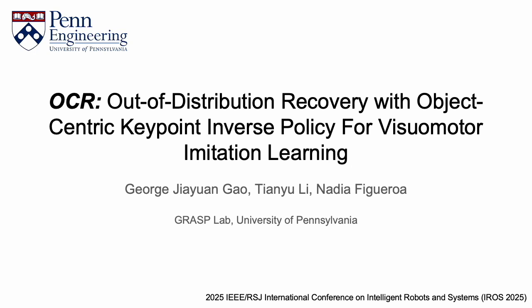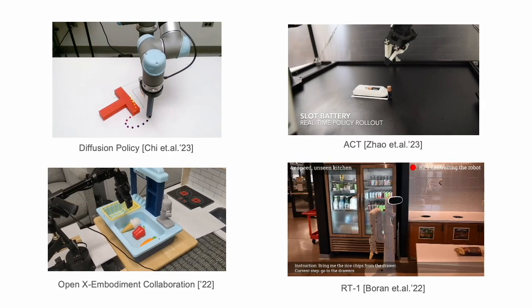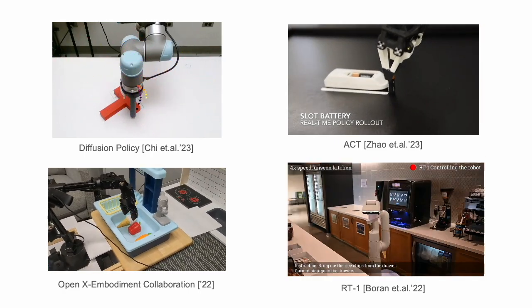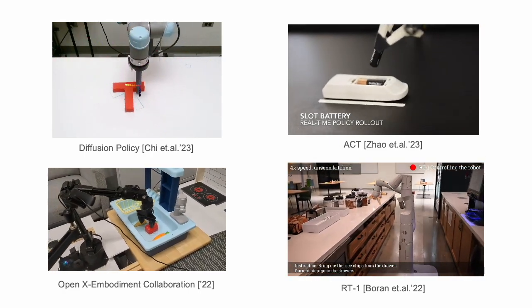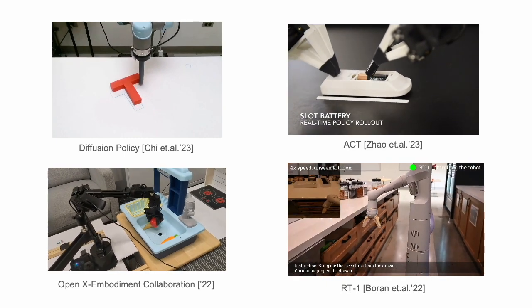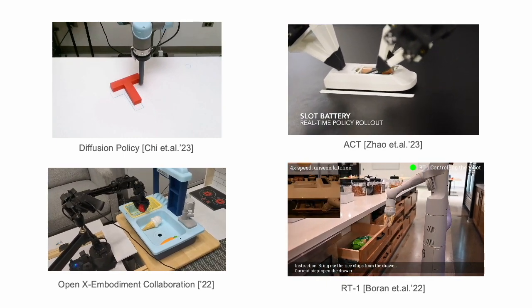Hi, in this work, we propose an object-centric recovery framework to address the challenges of out-of-distribution scenarios in visuomotor policy learning. Visuomotor policy has proven to be a powerful paradigm. By directly mapping visual inputs to motor actions, they eliminate the need for explicit environmental modeling and streamline the deployment of new skills onto robots.